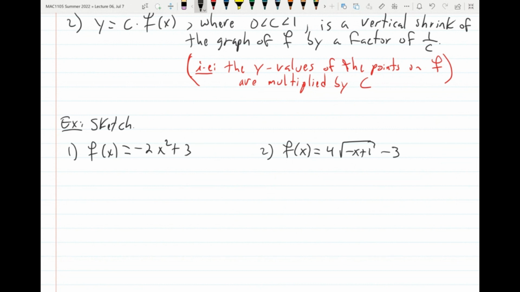All right, so let's see. Let's first look at this, and let's practice this. Tell me how many transformations are happening and what are they. So let's look at the first one. So first, parent function. What's the parent function? How many transformations are we doing? What are they?